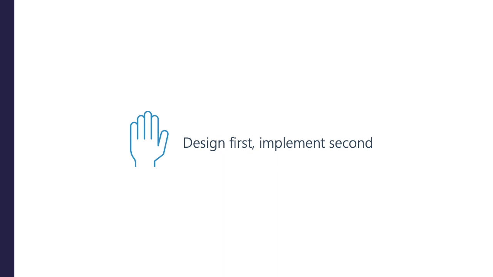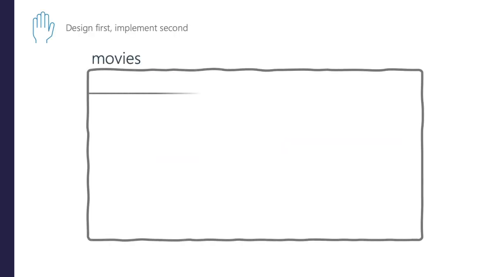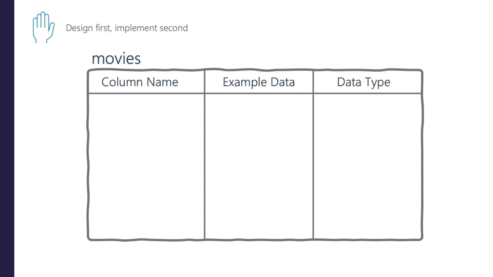This will give us a clear picture of what we need before we go back to MySQL Workbench and implement these into our database. So let's get out a piece of virtual scratch paper, write down a table with column name in the first column, example data, and then data type. And then let's fill this in with what data is going to go into our movies table.